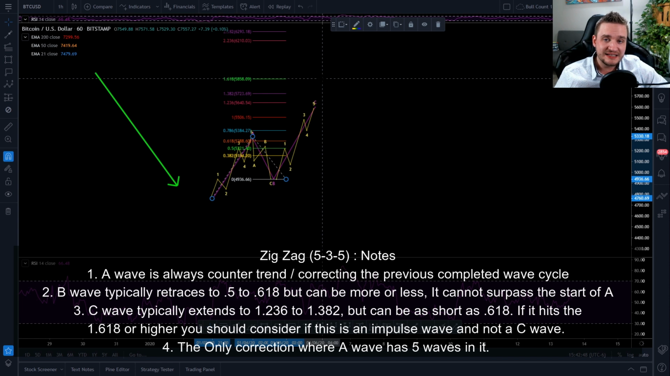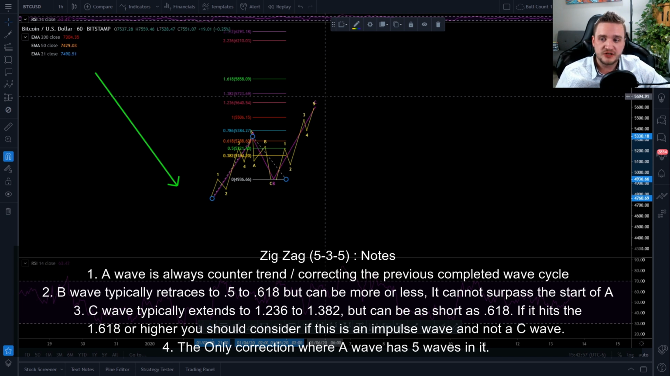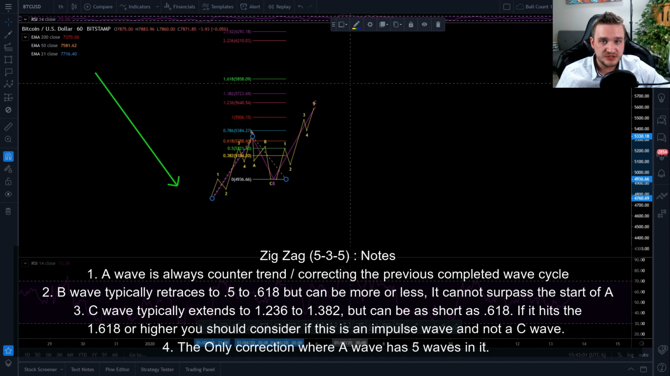What I want is at least a little trigger to go off in your head that says, okay, we just hit a 1.618 extension. Is this a third wave or is it a C wave? Okay, so I just want you to question yourself and keep yourself in check so you don't get too tunnel visioned or biased towards just one count.